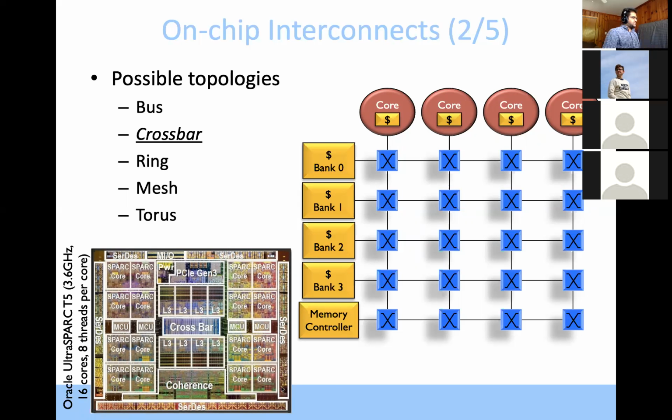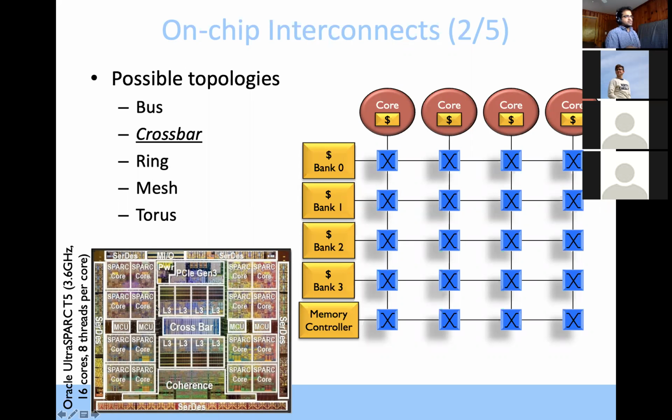An example of a chip that had a crossbar is this UltraSPARC T5 from Oracle. It's got these 16 cores. There's a bunch of L3s over here. There's a crossbar here that allows you to connect from any of these cores to any of these L3s. And I'm sure the same crossbar is also connected to all the other stuff here, the SerDes, the PCIe, and this coherence controller, things like that.